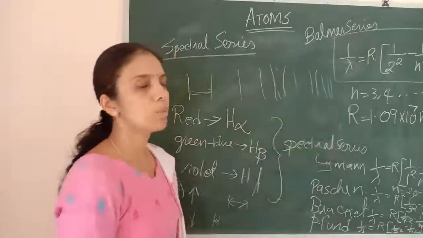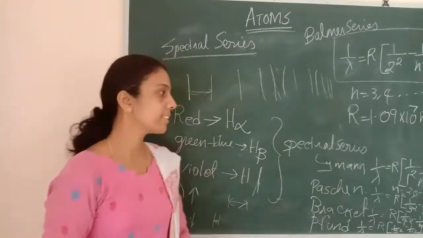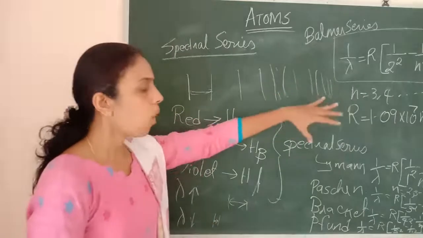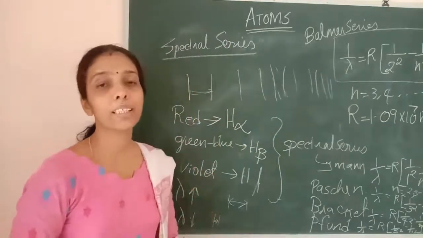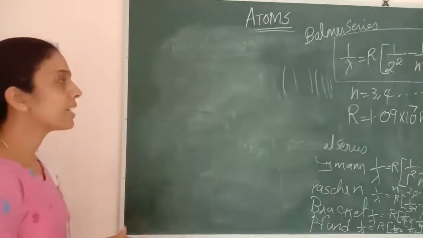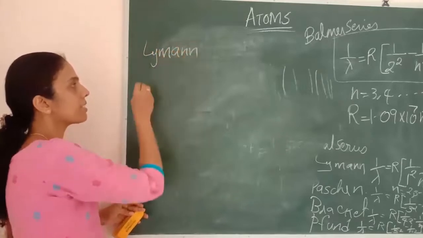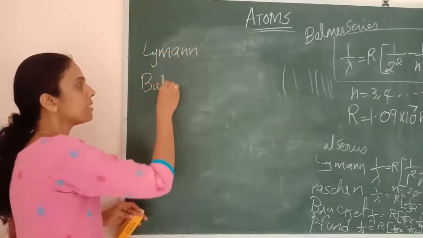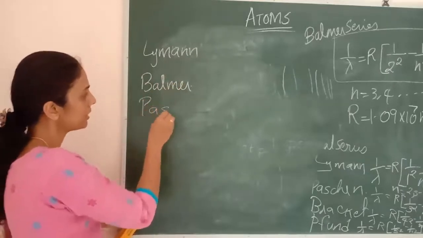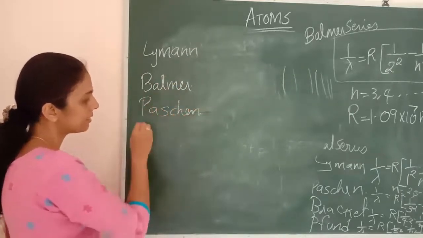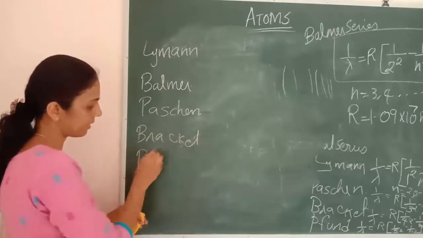So these are the spectral series obtained. Different scientists gave these names. So always remember them in order. The empirical formulas are also in order: first you can remember the Lyman series, then the Balmer series, then the Paschen series, then the Brackett series, and then the Pfund series.